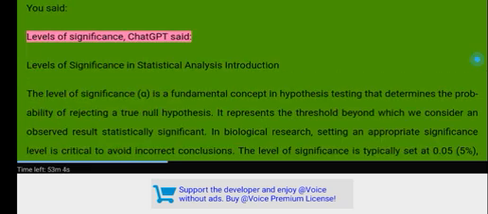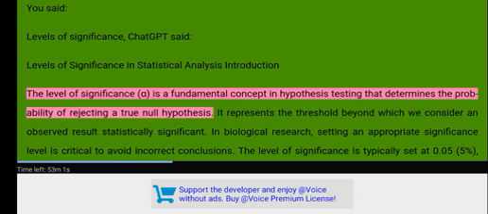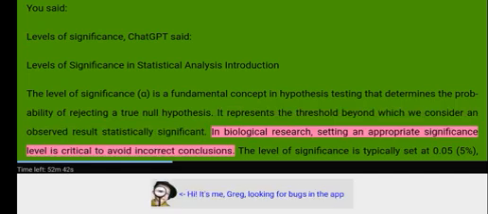You said. Levels of significance. ChatGPT said. Levels of significance in statistical analysis. Introduction. The level of significance, alpha, is a fundamental concept in hypothesis testing that determines the probability of rejecting a true null hypothesis. It represents the threshold beyond which we consider an observed result statistically significant. In biological research, setting an appropriate significance level is critical to avoid incorrect conclusions.